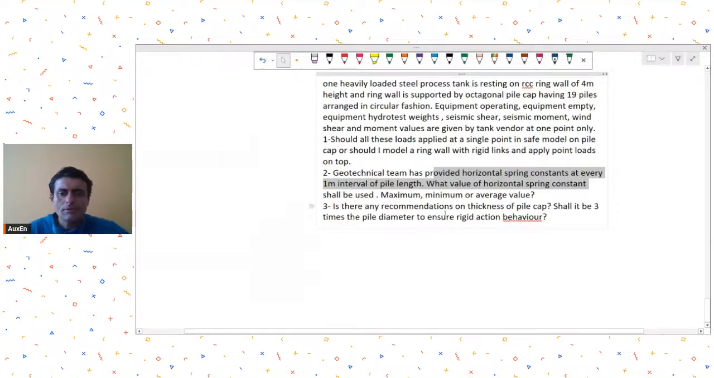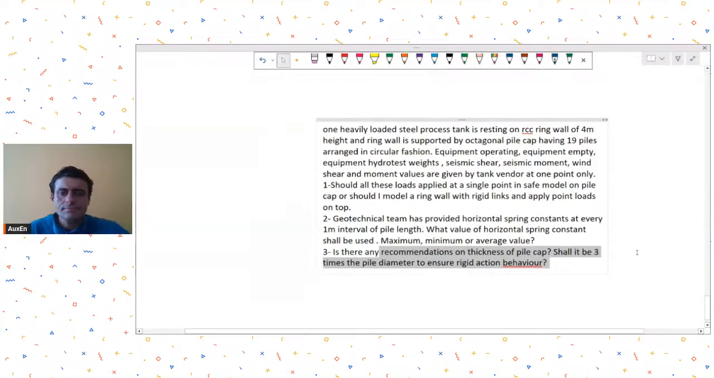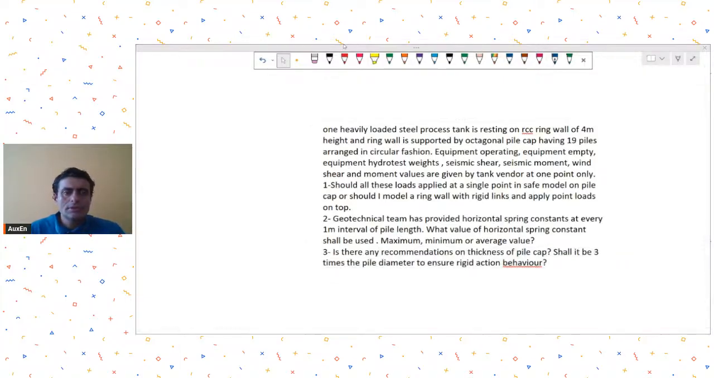Maximum, minimum of or average value. Is there any recommendation on thickness of pile cap? Shall it be 3 times the pile dia to ensure rigid action behavior? No, I think you need to provide a sketch for this. You need to provide a sketch for better understanding of this query.